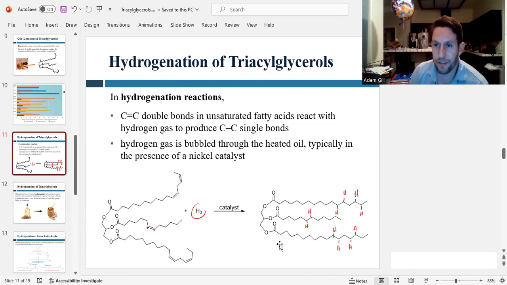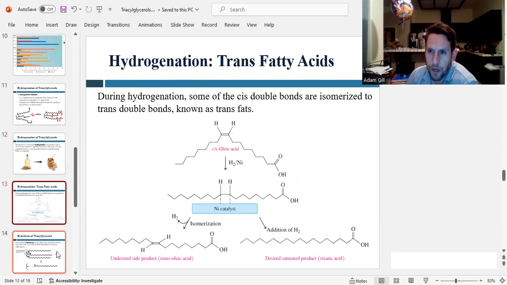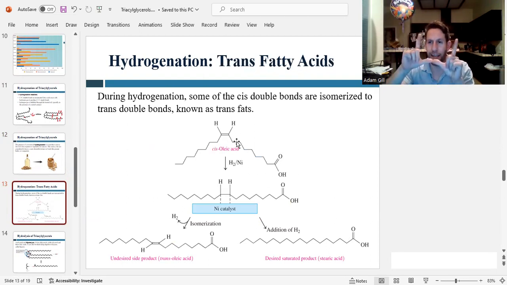And they did this for the last 120 years. Well, one of the things that they realized is that every once in a while, instead of adding hydrogen and making the saturated fat, the cis double bond can isomerize into a trans double bond. This isn't what they were trying to do. This was just a byproduct, but it happens every once in a while.